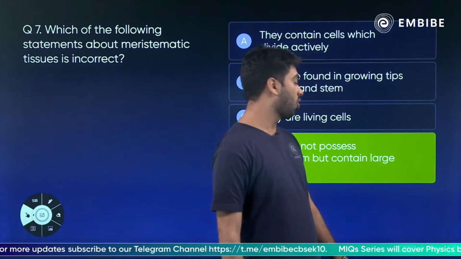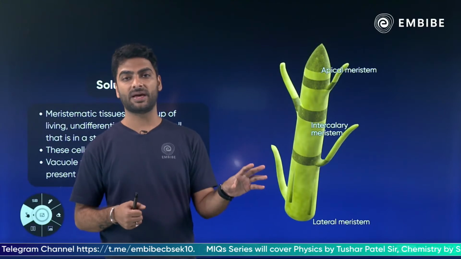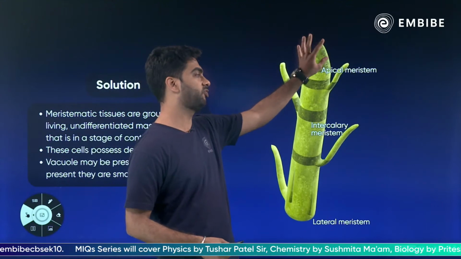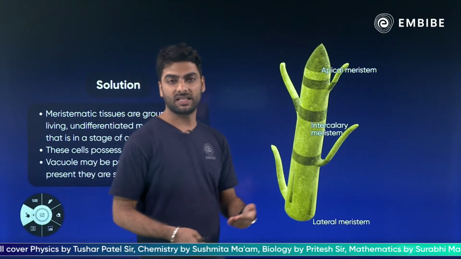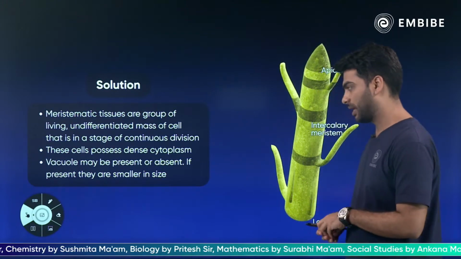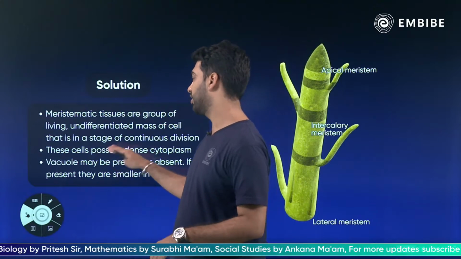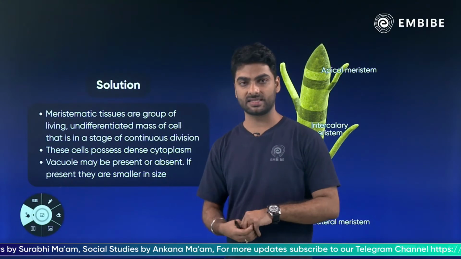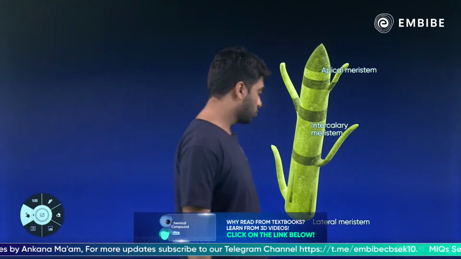Let's see whether we are right or wrong. We are absolutely correct. So meristematic cells are the dividing cells. We have got apical meristem, lateral meristem and intercalary meristem. They all are present at the tip of the root and the shoot and also in between, right? So they are present at the root and the stem. They are dividing, okay, and they have a dense cytoplasm. So vacuole may be present or absent, but they are smaller in size. They are dividing cells. So meristematic cells के बारे में भी we are absolutely right. Moving on to the next question.